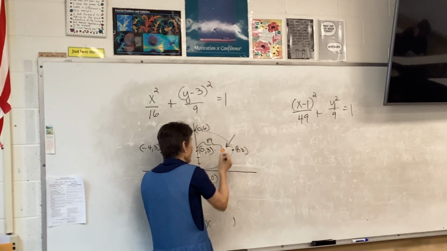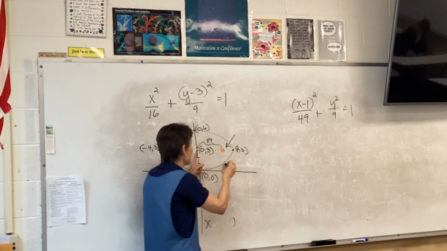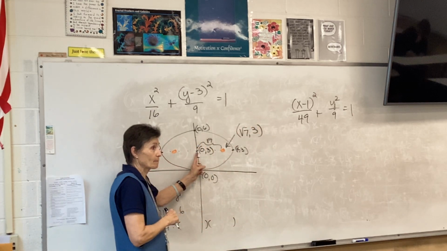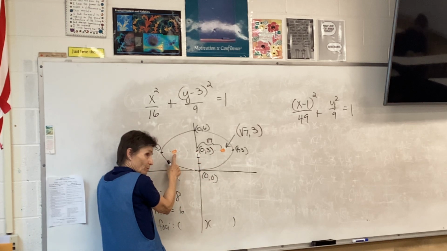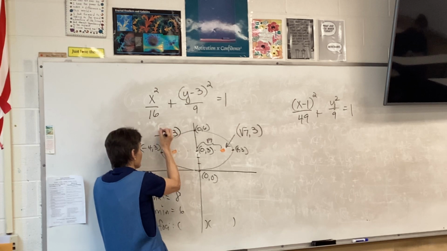So what would this point be? If you started at 0, wouldn't it be the square root of 7, 3? And what about this one? If we backed up the square root of 7, negative square root of 7, 3.